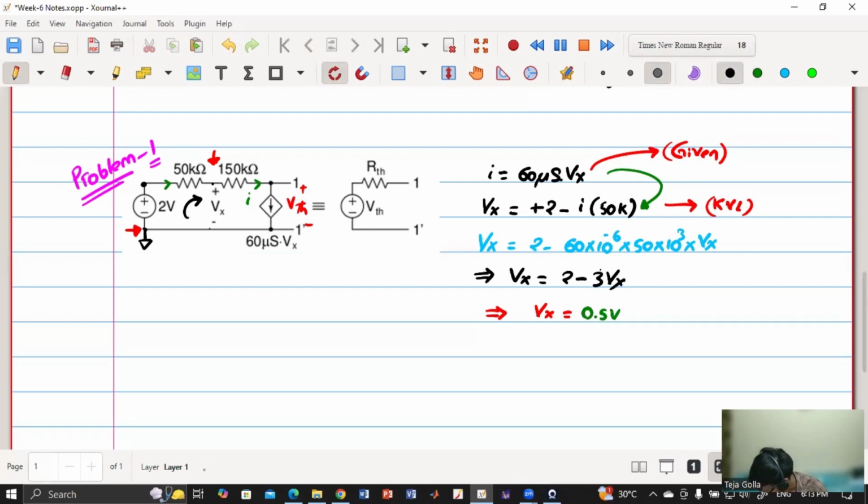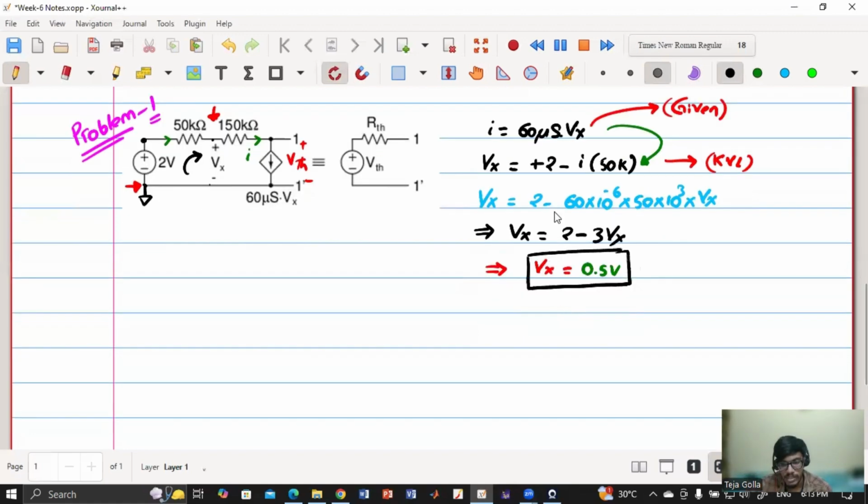0.5 volt. So this is my initial Vx value. Now if I know Vx, I know I. What will be my I? I is equal to 60 microsiemens into Vx, which means it is 30 microsiemens. So now what will be VTH? Again, I'll start from this point and end at this point.